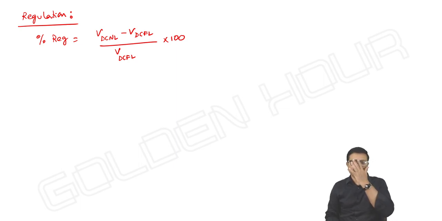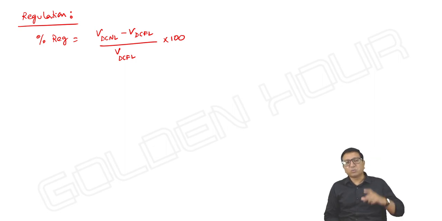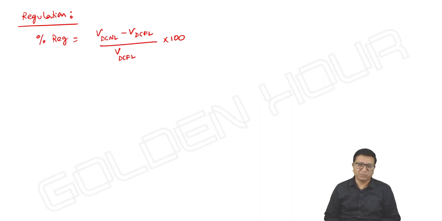Earlier I explained loading effect. If RL is small, IL is large, output voltage will be small. If RL is large, IL is minimum, then we can see the maximum value of output voltage. When output voltage's amplitude is more, the DC value will be more. It's a simple thing. So that voltage is known as no load voltage, VDC no load.